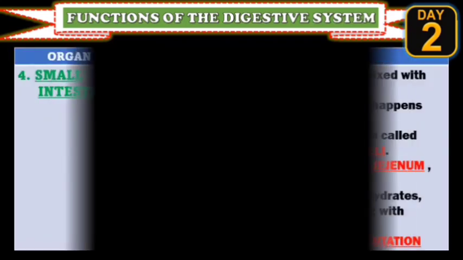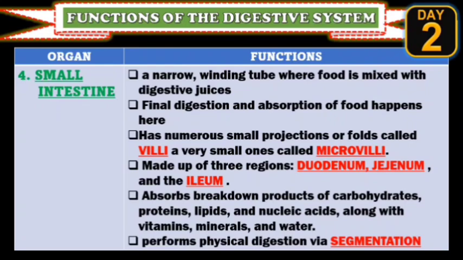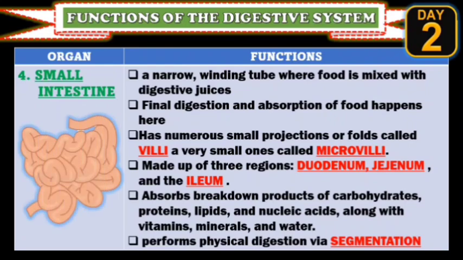The fourth organ is the small intestine. Its functions are the following. A narrow winding tube where food is mixed with digestive juices. The final digestion and absorption of food happens here. It has numerous small projections or folds called villi and very small ones called microvilli. It is made up of 3 regions. These are the duodenum, jejunum, and ileum.